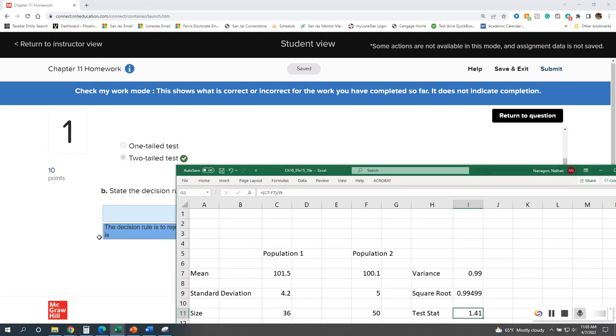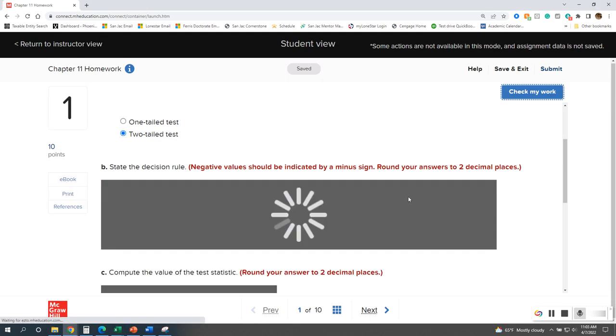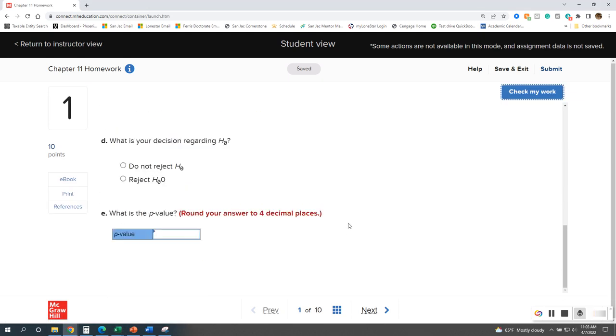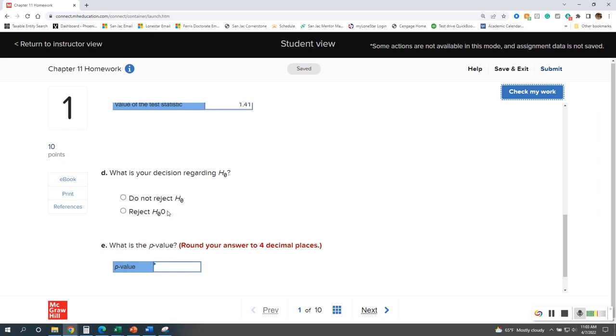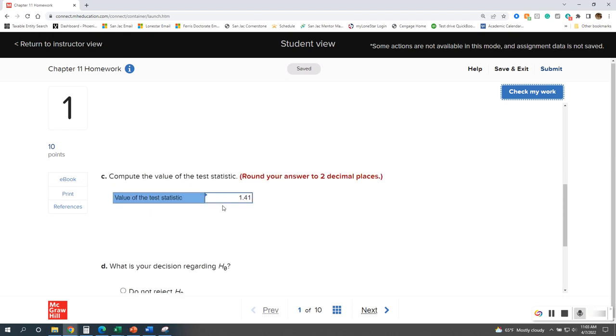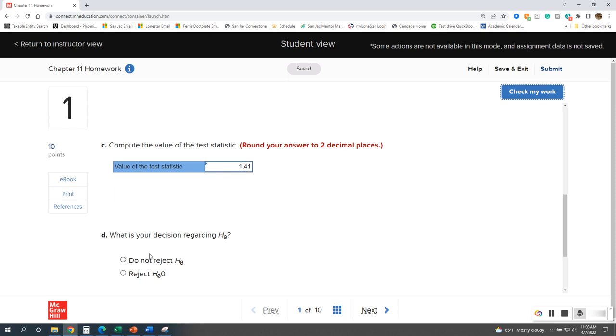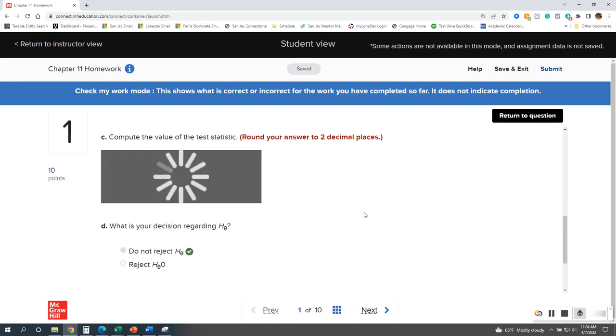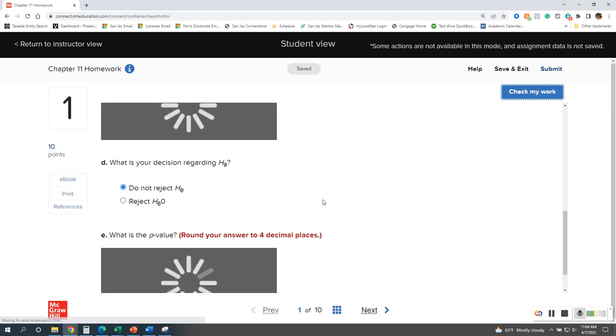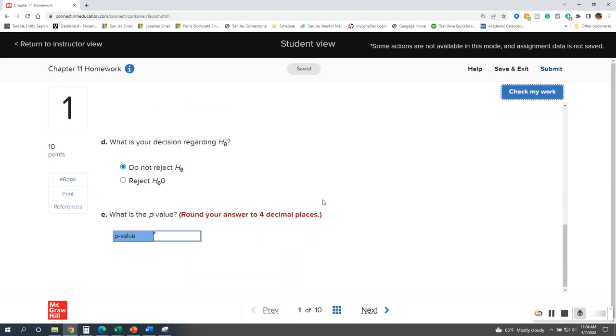Now, the question is, for our problem, will we reject or not reject? Well, 1.41, does it fall outside? Is it greater than 1.64? No. So, since it's not, we do not reject. If yours was greater than whatever your significant value is, then yes, hit reject. Again, each step, try to check my work just to make sure you're understanding the material.